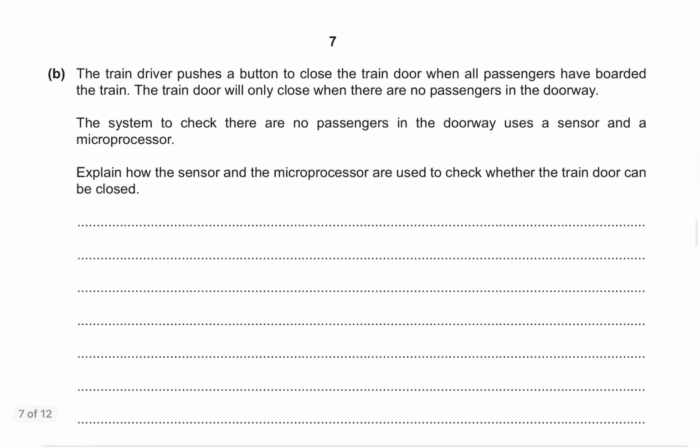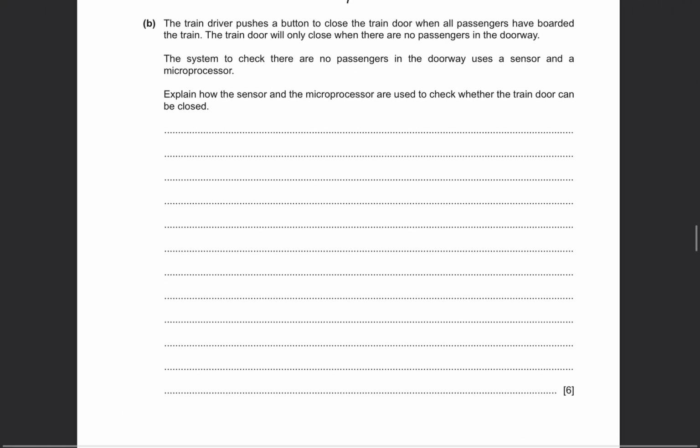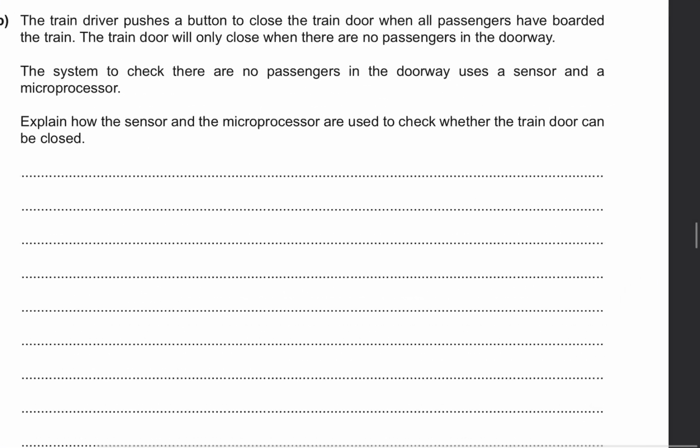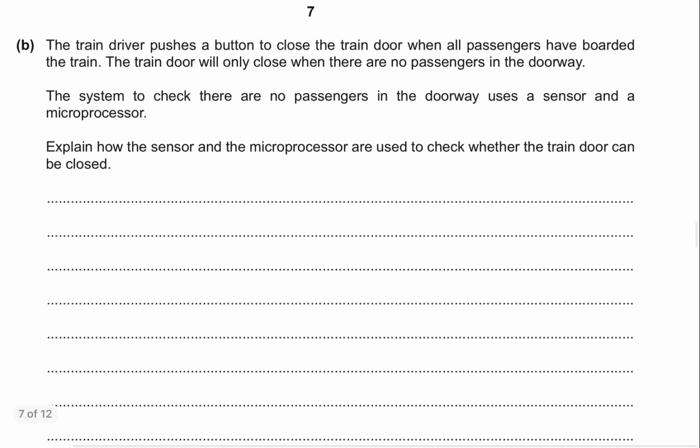Now, question 7, a 6 marks question. The train driver pushes a button to close the train door when all passengers are boarded. The train door will only close when there are no passengers in the doorway. The system to check there are no passengers uses a sensor. This is a sensor and a microprocessor question. When the question is for 6 marks, it basically asks you to explain how the functions of microprocessor and sensors are operated.